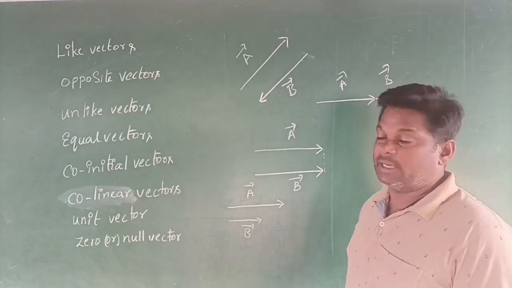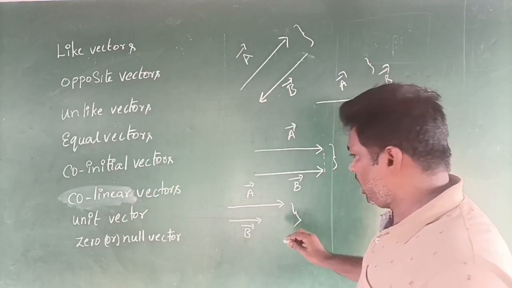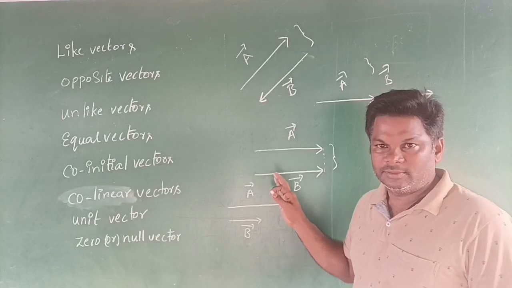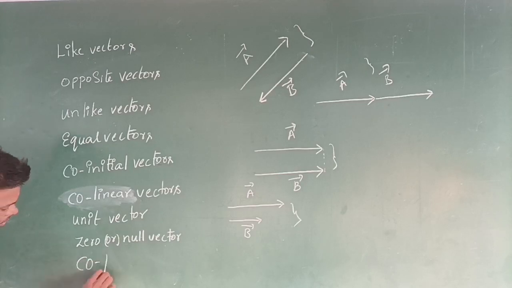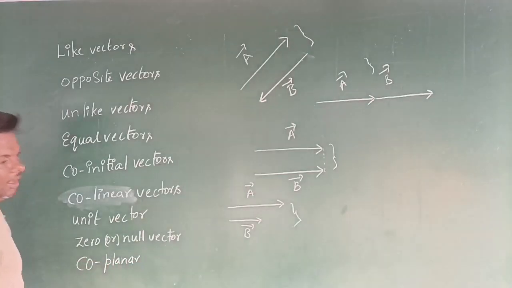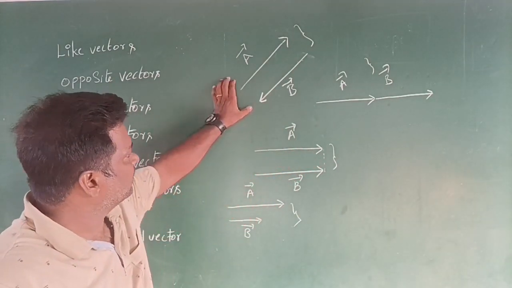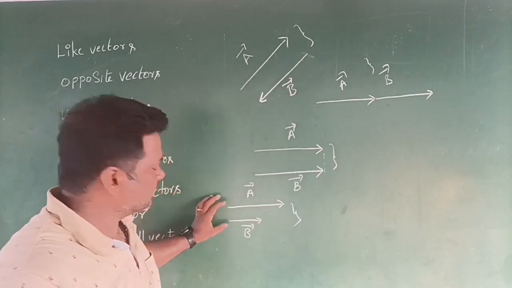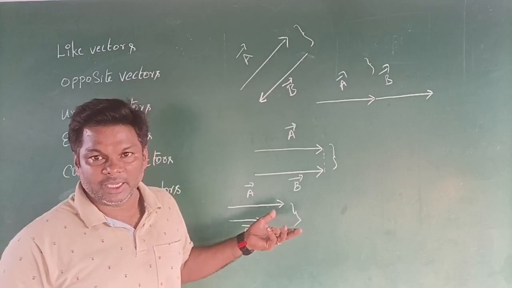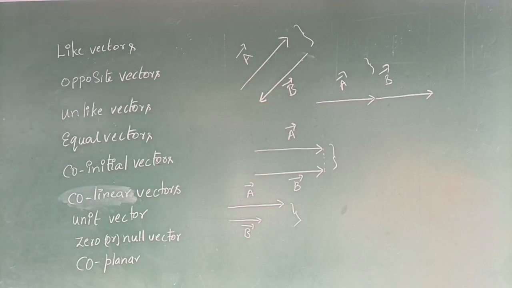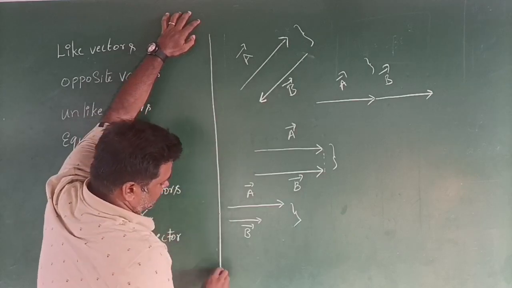Coplanar vectors. What about these two and these two and these two and these two? Are they drawn on this blackboard? What are they? Coplanar. Are they drawn on the blackboard? Yes, they all are drawn on the blackboard. Observe this pair, this pair and this pair. They are not in different planes. Suppose you take this blackboard to be in the XY plane.